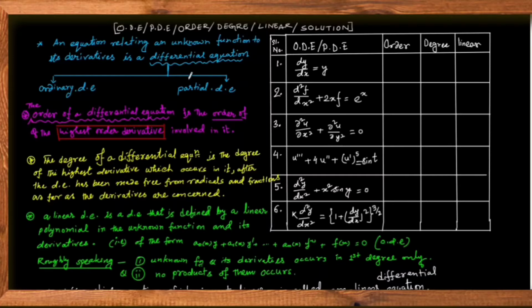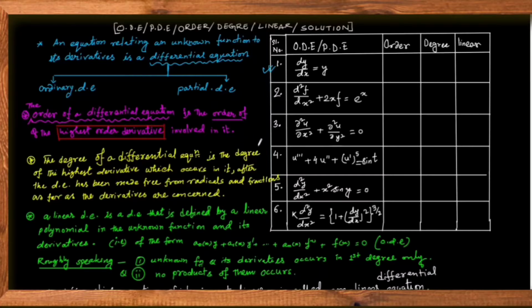An equation relating an unknown function to its derivative is a differential equation. As simple as that. For the first example, dy/dx equals y. y is the unknown function and dy/dx is the derivative with respect to x. That means y is an unknown function of x. Second example, d²f/dx², second order derivative, plus 2xf equals e^x. That means your unknown function is f.